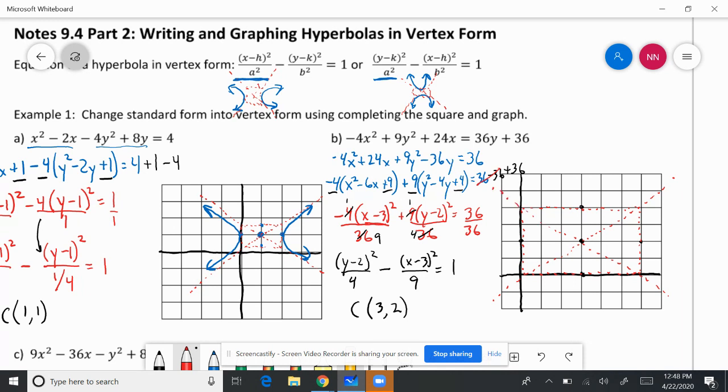Now, once again, how I determine if it goes up or down or left or right is depending on which one is positive. So notice that my y is positive, so that means that I'm going to go to my y points above the center, and I'm going to follow the asymptote as closely as I can without crossing it. And that right there is my graph.